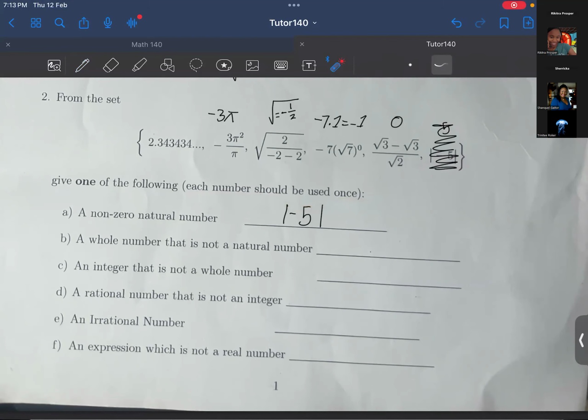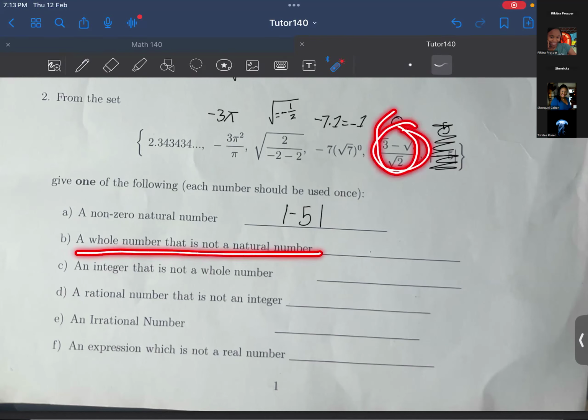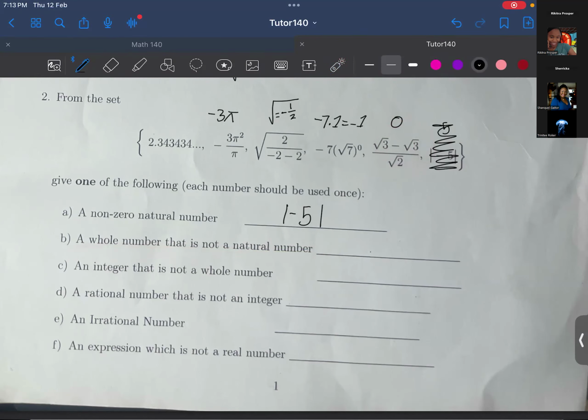Read your instructions because sometimes they could tell you to list all the numbers that belong to this category. But for this question, it says that each number should be used only once. So a whole number that is not a natural number, this right here. 0 is not a natural number. 0 is a whole number. So root 3 minus root 3 divided by root 2.